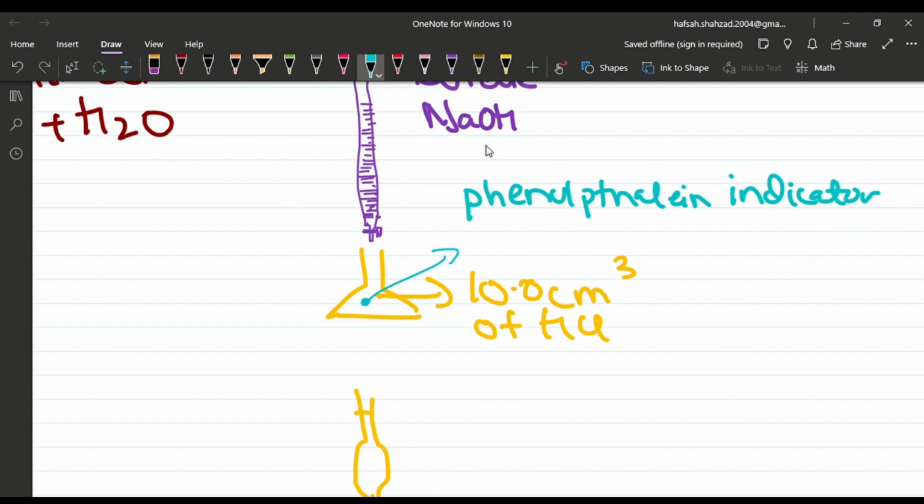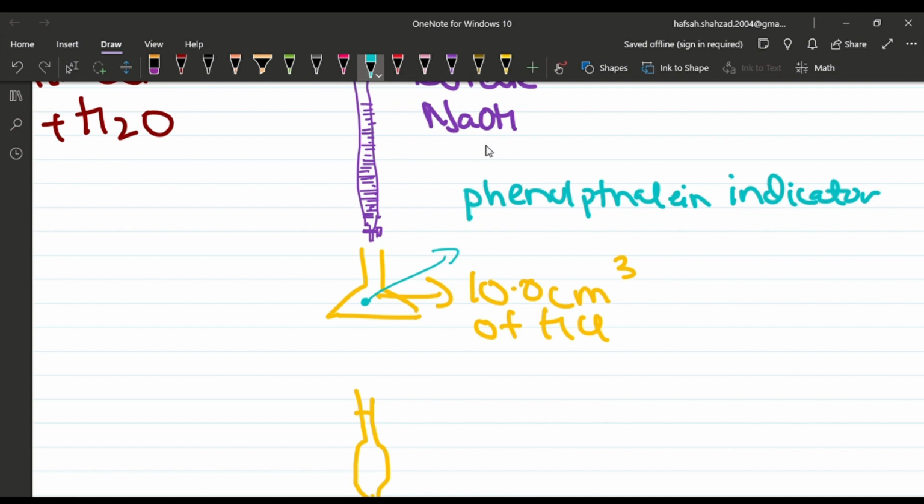Now indicators are used to check when the endpoint has been reached. Now what is the endpoint? Endpoint is when all the HCl in the conical flask has been used up. In chemistry we mostly rely on visuals, right? Like above we talked about how we can check the effervescence or bubbles. So right now we will be talking about color. Like we can see that at this point the color changes. Okay, that is the endpoint.